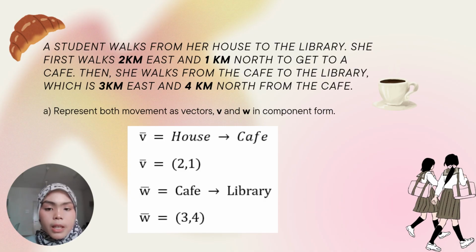For v, it's the distance from the house to the cafe. v equals 2 kilometers east and 1 kilometer north. For w, from the cafe to the library, it is 3 kilometers east and 4 kilometers north.